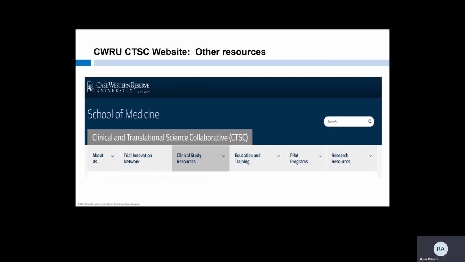The CWRU CTSC provides other resources supporting research on its website. Under Education and Training, learn more about the TL1 and KL2 training programs to enhance the training of PhDs and MDs in the discipline of clinical and translational science. Of particular interest on the website may be the CTSC Pilot Grant Program. This program is a peer-reviewed pilot funding program designed to promote new translational research, new research collaborations, and novel research ideas. This funding is designed to help research teams interact across institutions, schools, and disciplines to generate novel ideas and data or translational research projects.